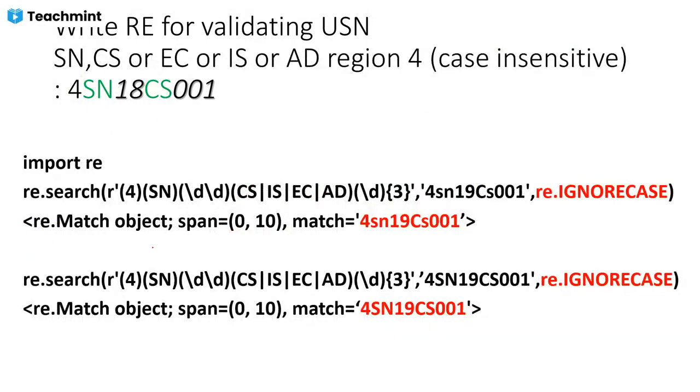Now I'm going to consider the upper as well as the lowercase USN. I'm not bothering about the branch code being strictly uppercase, so I'll be using ignore case. So this is also valid because I'm ignoring the case. This is also valid because I ignored it. So case does not matter. For that, you have to use ignore case.